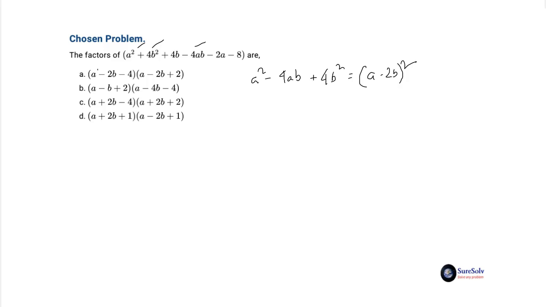Let's see. A minus 2b in the first factor, a minus 2b in the second factor also. When the first factor is multiplied with the second, a minus 2b whole square will be a part of the result. But the next three choices cannot have a minus 2b whole square in them. So the solution must be the choice A, a minus 2b minus 4 multiplied by a minus 2b plus 2. These are the two factors of the given expression. Answer, option A.